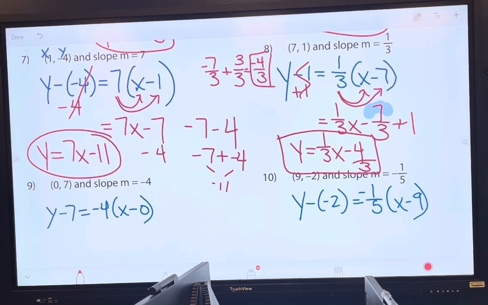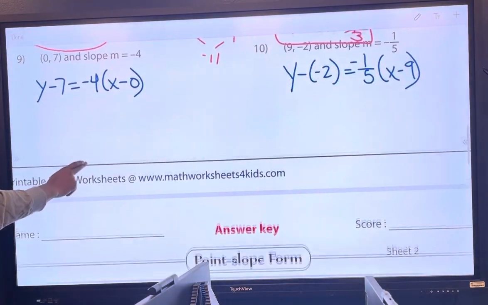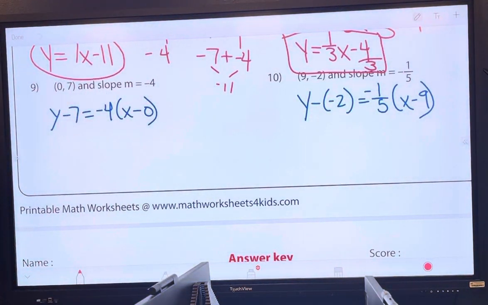Yeah, fractions. No, I don't need too many fractions. Wait till you get good at this. All right, come on. Come on. Yeah. Oh, I got you. Hold on.